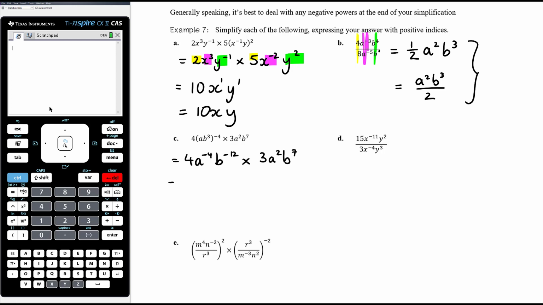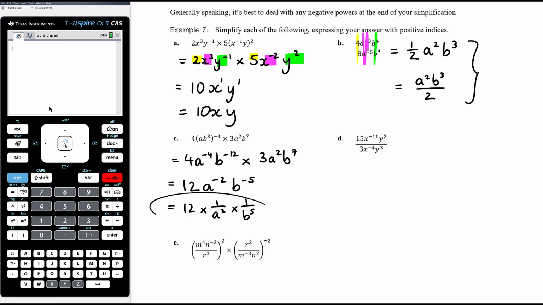Alright, so let's multiply numbers together. 4 times 3 is 12. A to the negative 4 times a to the power of 2. We add powers. Negative 4 plus 2 is negative 2. B to the negative 12 times b to the 7. We add powers when we're multiplying. Negative 12 plus 7 is negative 5. Okay, so this is 12 times, that's 1 on a squared, that's 1 on b to the power of 5.